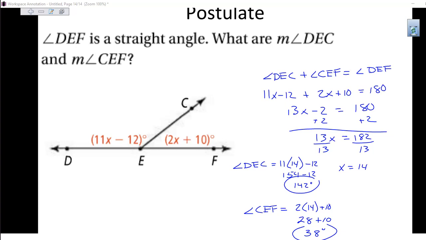So now we get 11x minus 12 plus 2x plus 10 equals 180. 11x and 2x gives us 13x. Negative 12 and a positive 10 gives us negative 2. Begin by adding the 2 to both sides. 13x equals 182, and after you divide by 13, that gives us 14. So once again, make sure you follow the directions, plug it back in. 11 times 14 is 154 minus 12, which gives us 142. So angle DEC is 142. And then CEF is the angle over here, which comes out to be 38 degrees. 2 times 14 is 28, plus 10 is 38.